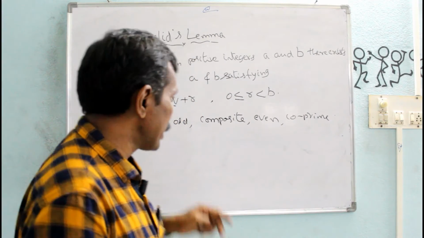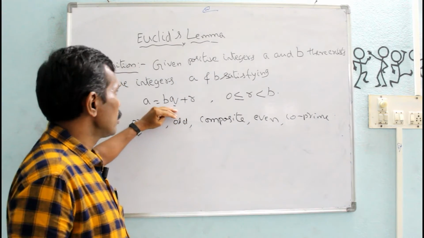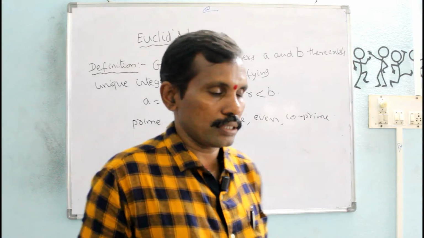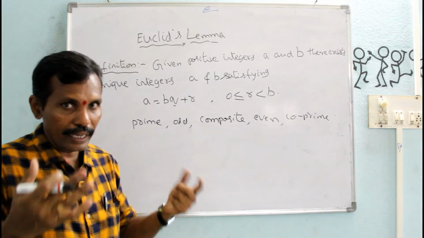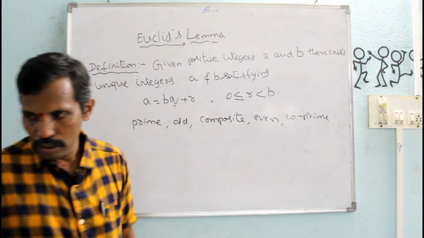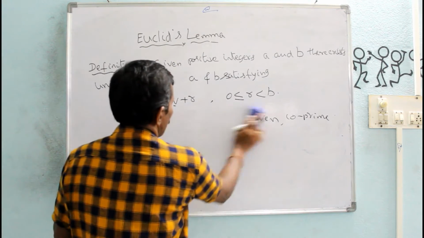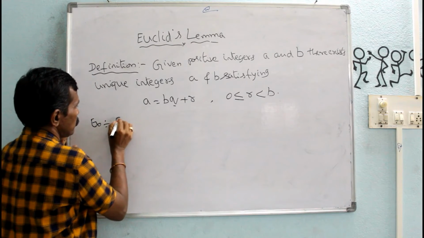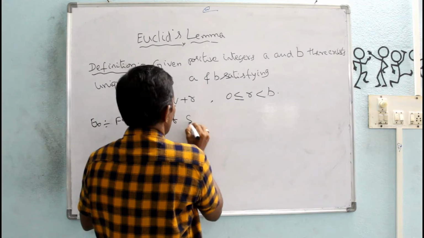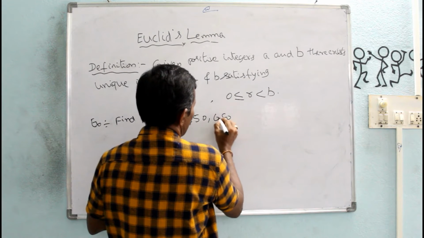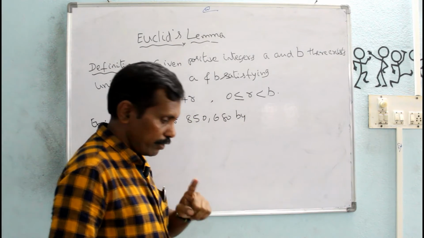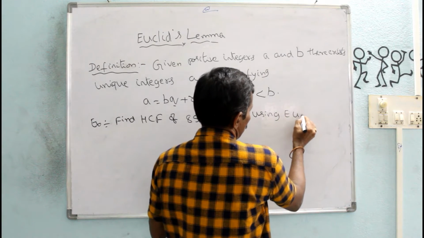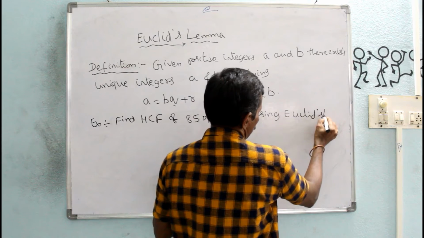But now I will give an example for this formula, Euclid's lemma, to find the HCF of two numbers. I will tell how to find the HCF by using this formula. So take some numbers. HCF of 850 and 680 by using Euclid's lemma.